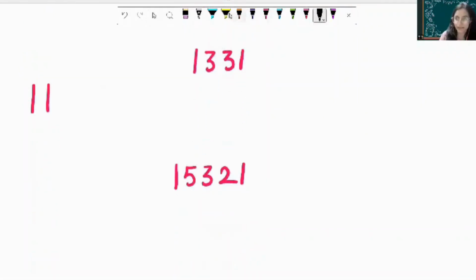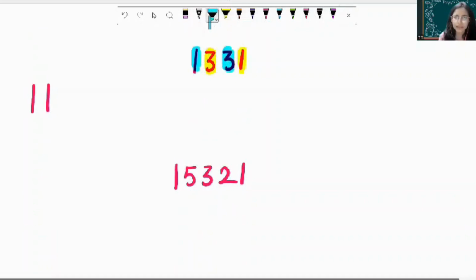Next, we are having 11. What is the divisibility rule of 11? We are going to add the numbers alternately. So the yellow ones, and I'm highlighting the others with blue. So you see, we are going to add 1 plus 3 and 3 plus 1. What are we getting here? 4 on both of the sides.